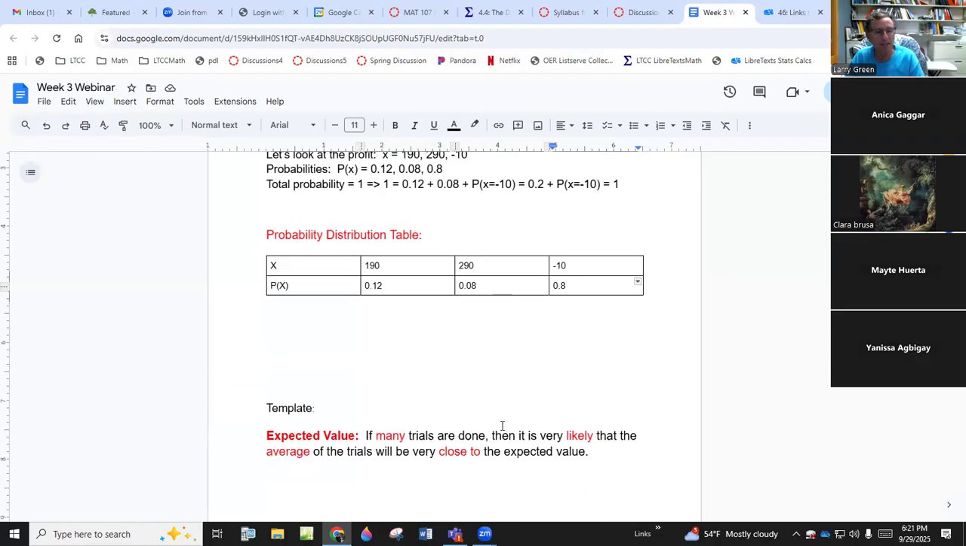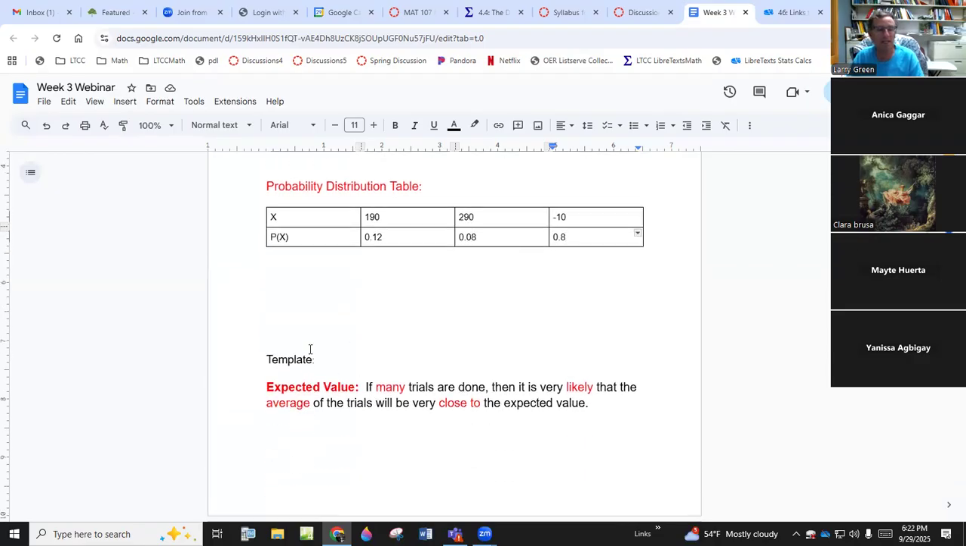So let me give you the template on interpreting the expected value. And here's what it is. You've got to listen carefully. It says, if many trials are done, then it is very likely that the average of the trials will be very close to the expected value. Did you hear me scream?